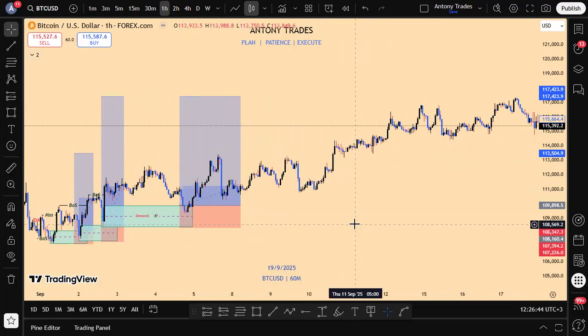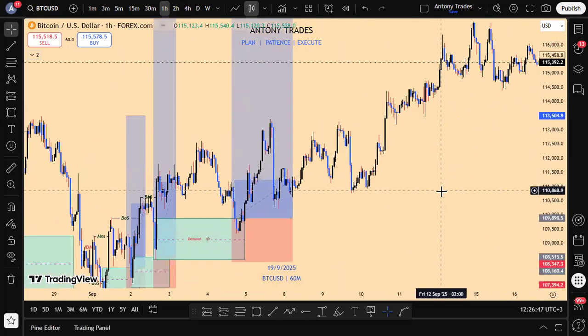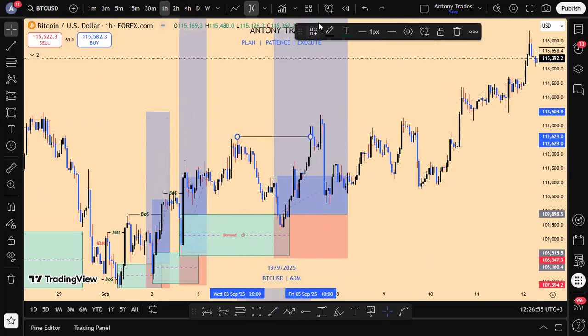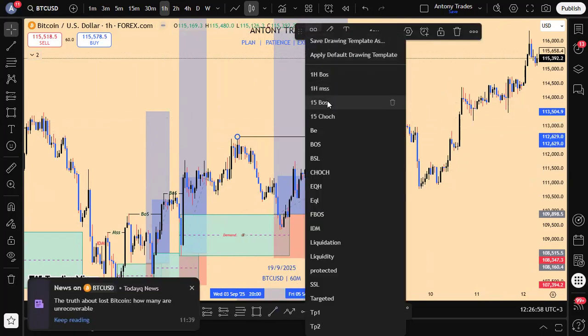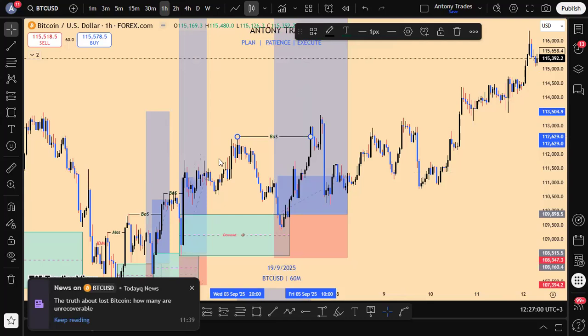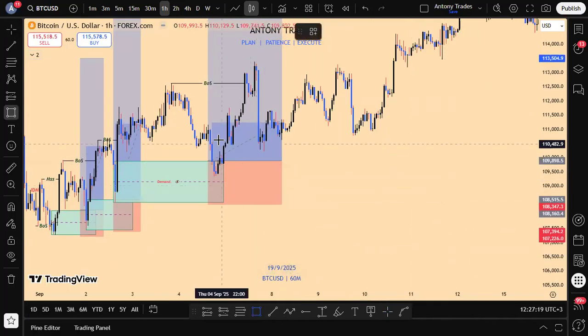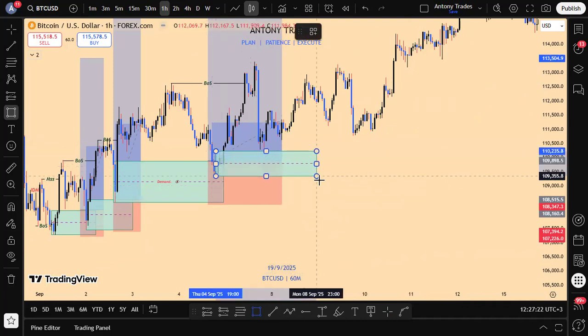Now, after doing so, did we get another entry? Let me check. Well, this is where now we have a break of structure. We have a break of structure here, at that area. Just a minute. Yeah, we have a break of structure at this area. So where do we have a supply zone, a demand zone? We have a demand zone down here.